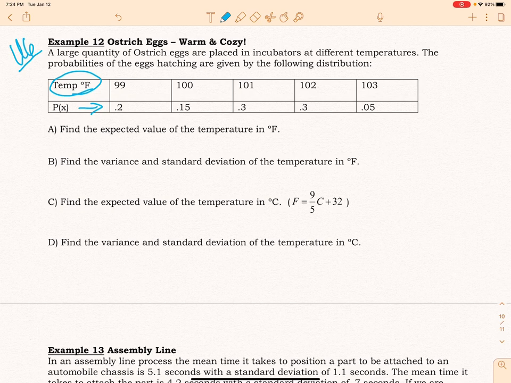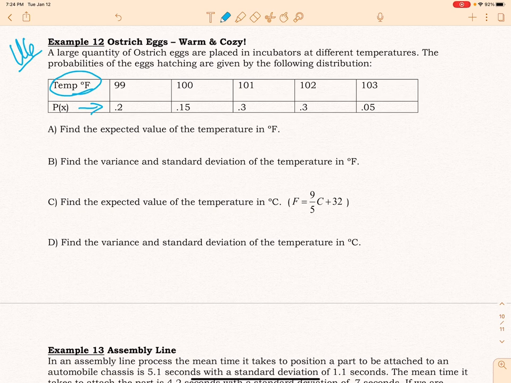Now, I know that we're not dealing with discrete distributions in this particular unit, but it is going to serve to further establish how we transform values from one unit of measure to the other. So that is why I'm using it.